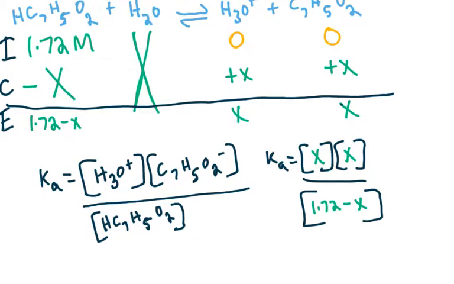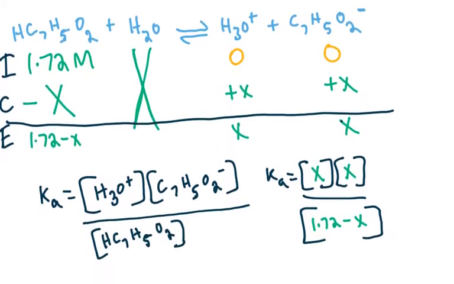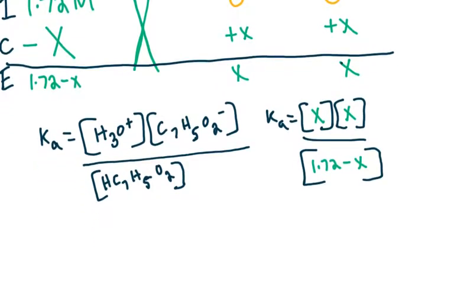Now we just need a value for Ka, and we can be even a step further into solving for the pH. So what's the Ka value for benzoic acid? You can look that up in a table, and it turns out the Ka for benzoic acid is around 6.4 times 10 to the negative 5. So let's go and put that in.